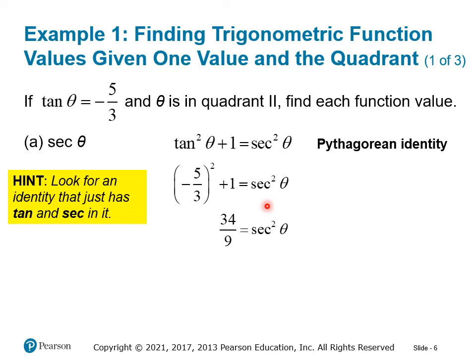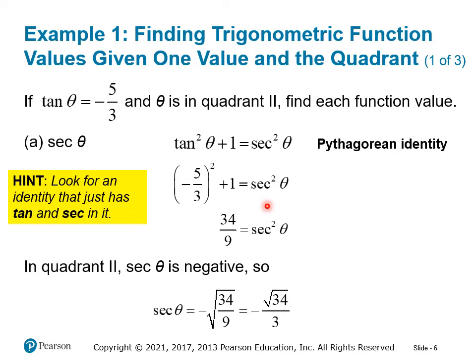When we do this, we get secant squared equals 34/9, so we take the square root of both sides. Now remember that when we take the square root of a squared term, we have to consider the positive and the negative. In quadrant 2, secant, which is the reciprocal of cosine, in quadrant 2, cosine, or the x values, are negative, so secant would be negative, so we pick the negative square root.